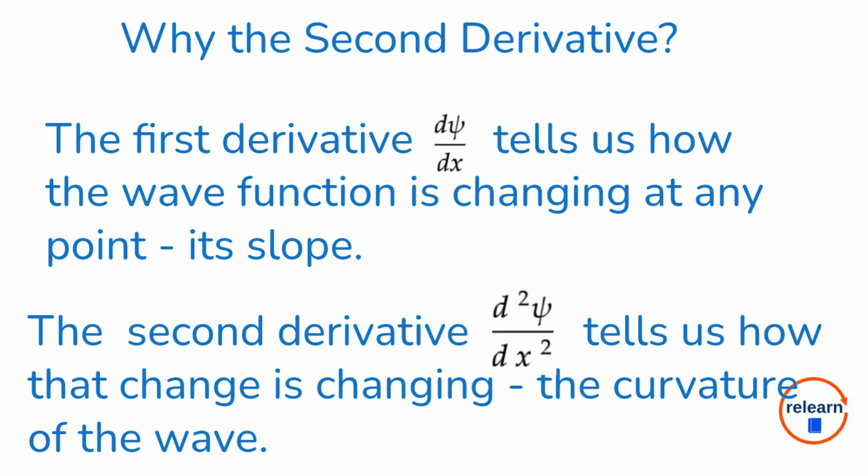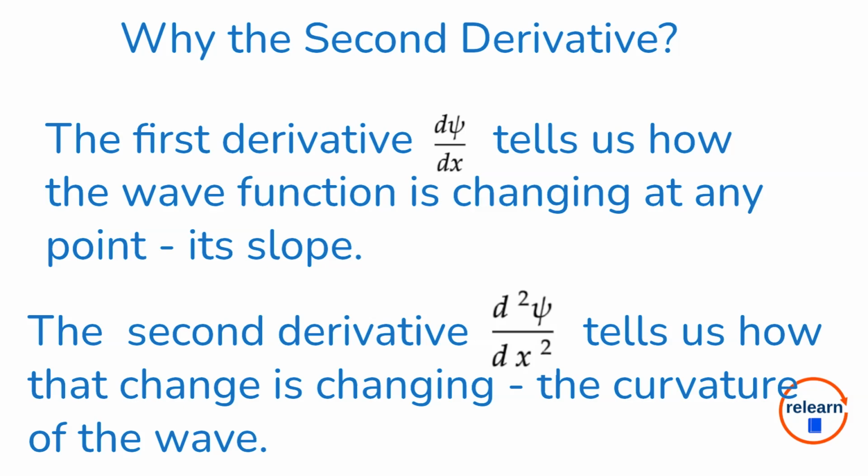In physics, the second derivative is connected to kinetic energy. Just like in classical mechanics, where kinetic energy relates to acceleration, which is the second derivative of position, in quantum mechanics, the kinetic energy operator involves the second derivative of the wave function. The more curved the wave function, the higher the kinetic energy. A completely flat wave function has zero kinetic energy.